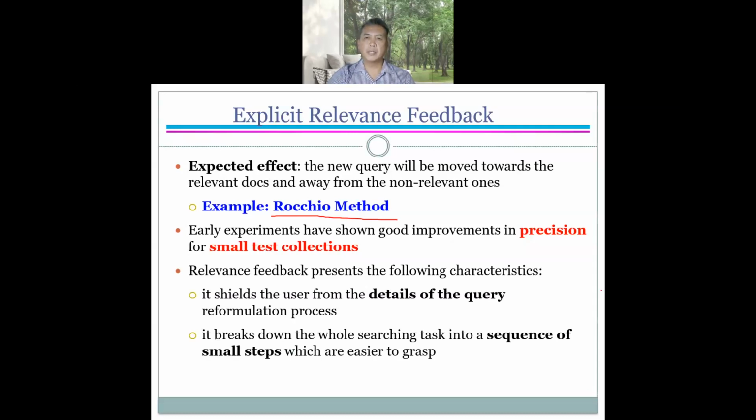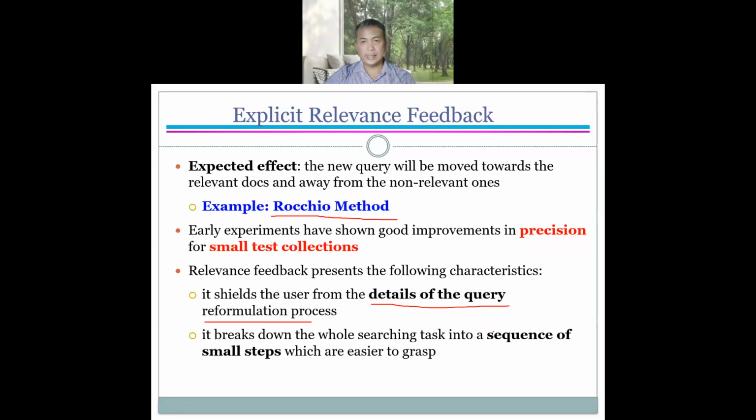So relevance feedback presents the following characteristics. The first one is it shields the user from the details of the query reformulation process. Okay. So the user should not be aware of the processing that occurs at the back of the engine. Okay, and at the same time it also breaks down the whole searching task into a sequence of small steps. Okay, so we will show you later on.